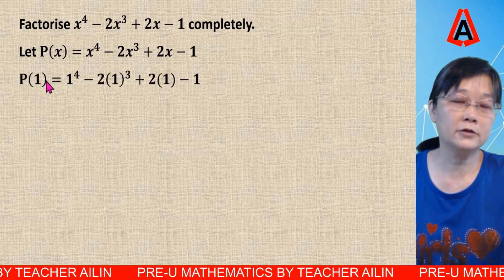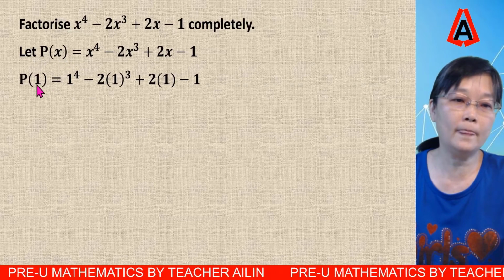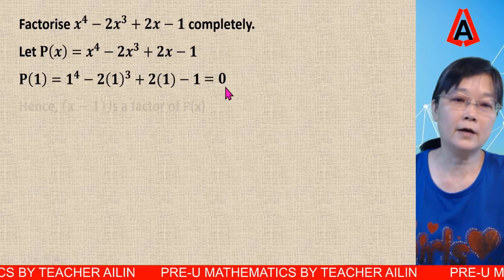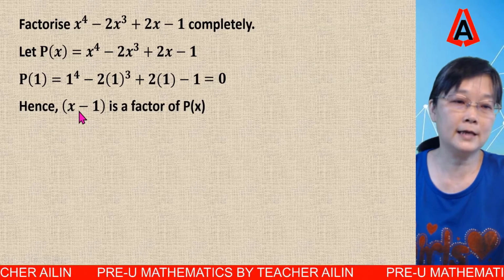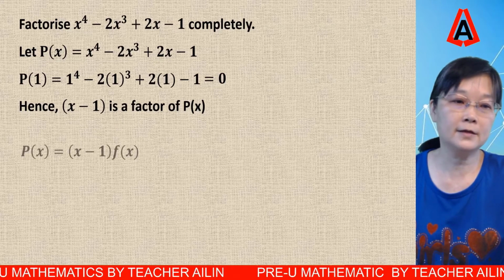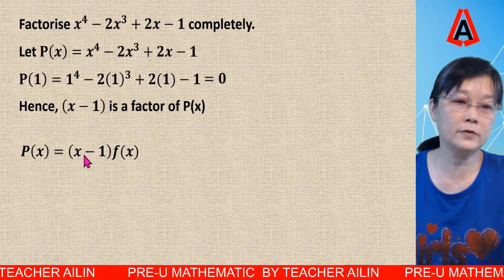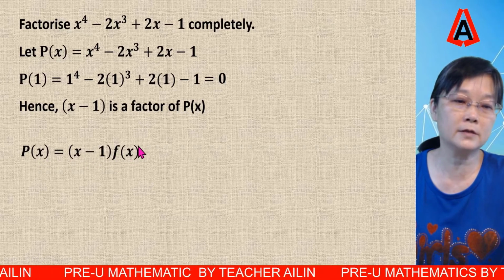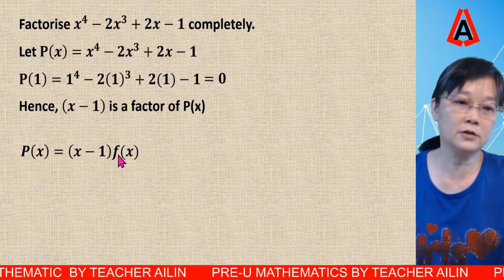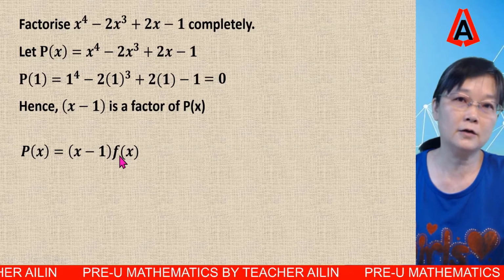So when I do the trial and error, I try to substitute x with 1 and I calculate, I find that it is equal to 0. So now I got the first factor, that is x minus 1. So once I have got the first factor, the polynomial can be written as p(x) equals the first factor times the quotient. The quotient can use any function notation. So now in this example, I use f(x) as the quotient.